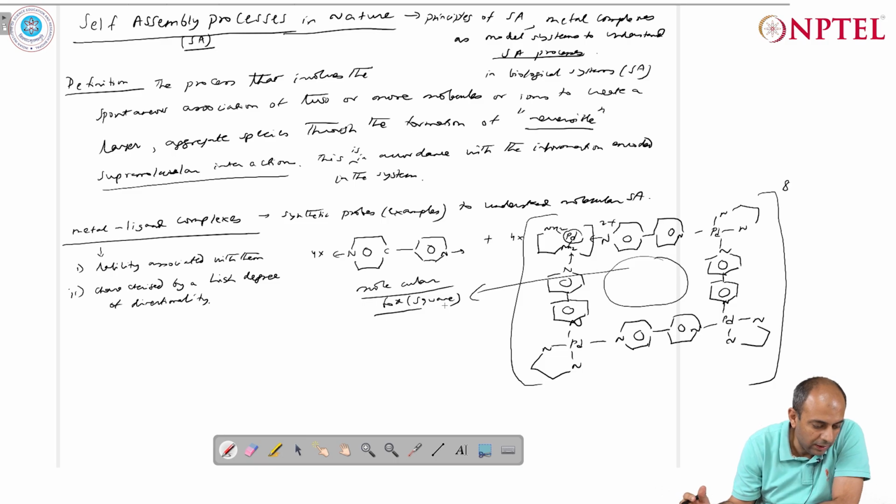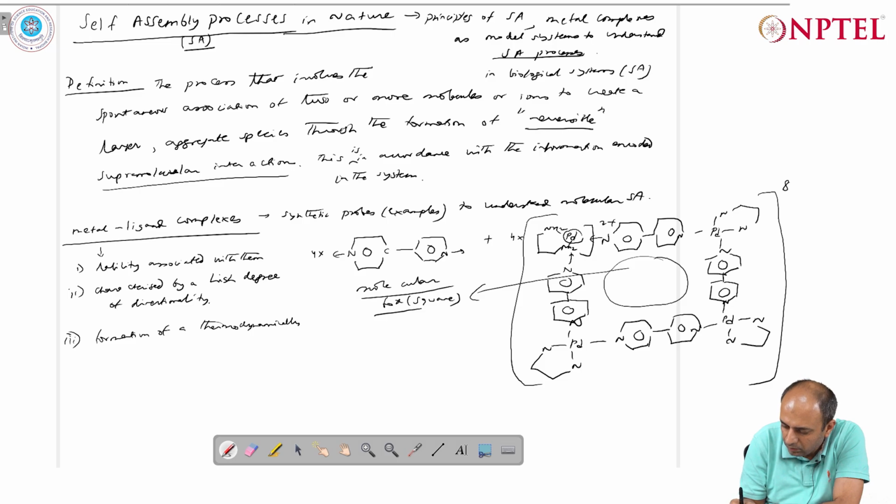So this molecular square is formed, and this process of self-assembly now leads to the formation of a thermodynamically stable product, given a set of reaction conditions.